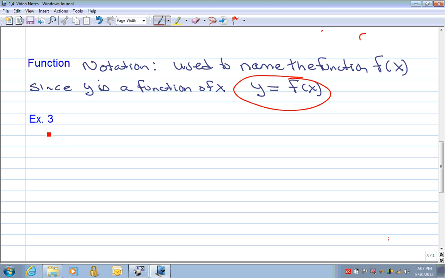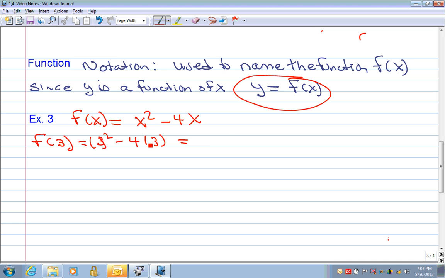All right, let's take an example and evaluate some functions. We're going to evaluate f of x is equal to x squared minus 4x. We're going to evaluate it at f of 3. That just means the x value is now 3. So you're going to plug it in. You're going to have 3 squared minus, I'm going to put that in parentheses, 4 times 3. 3 squared would be 9. 4 times 3 is 12. 9 minus 12 would give you negative 3. And that would be your answer.